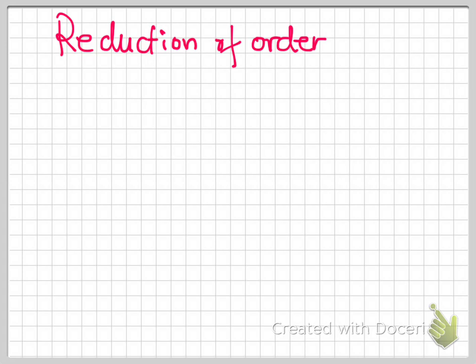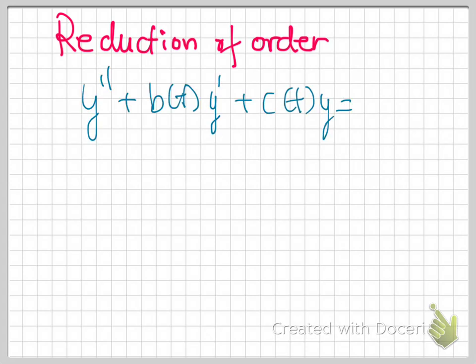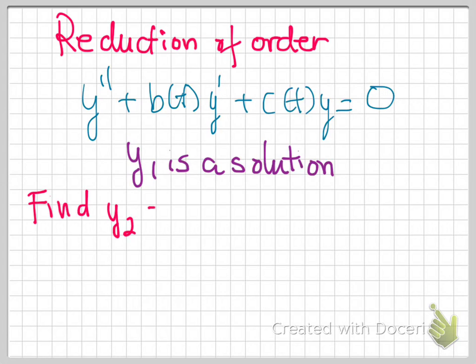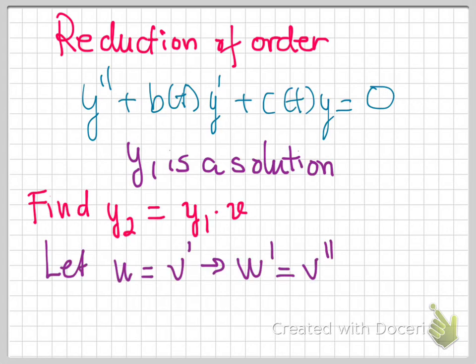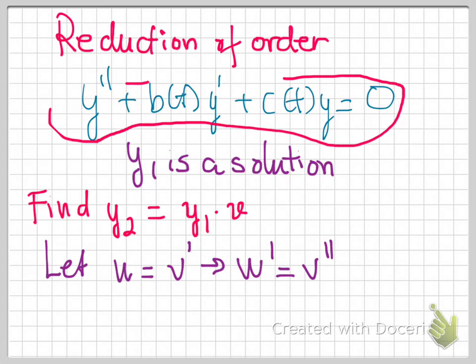So this is the lecture on the method of reduction of order. If we have a second order equation in this form, y'' + b(t) y' + c(t) y = 0, and given that we know a solution to this equation, we can try to find a second solution in the form of the product of the first solution multiplied by an arbitrary function v. Let's see if we can find the function v.